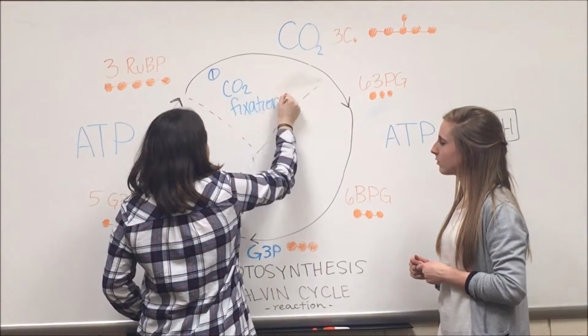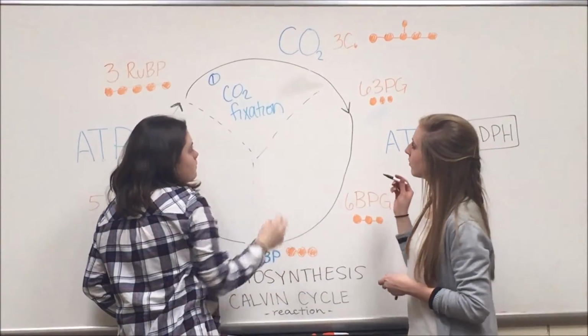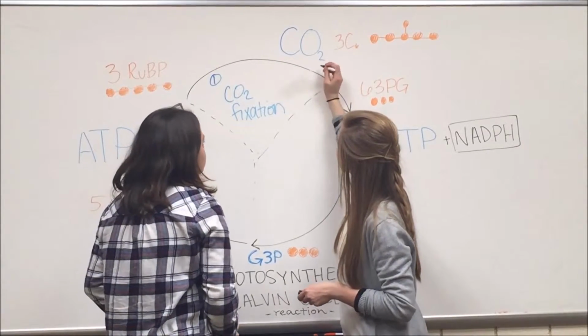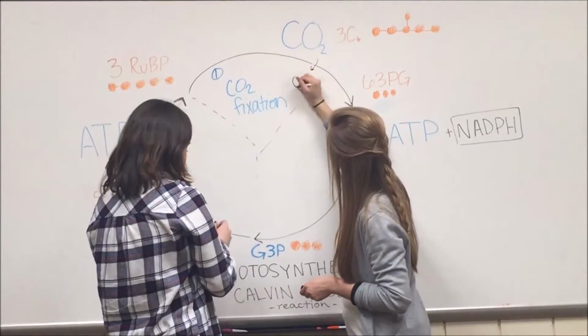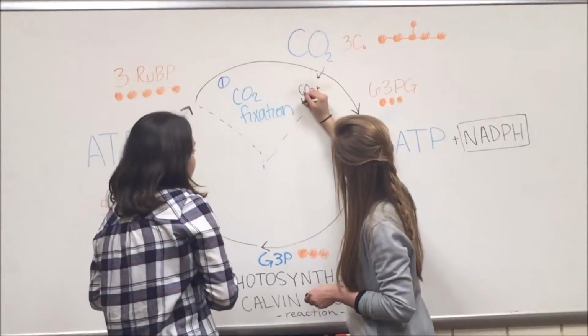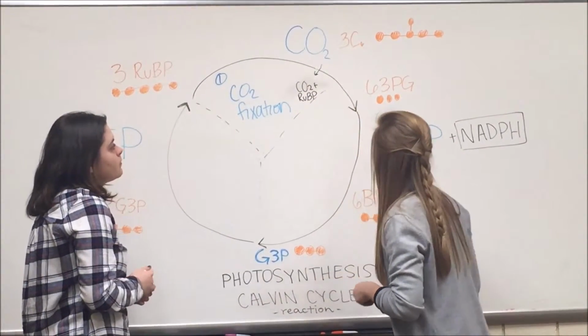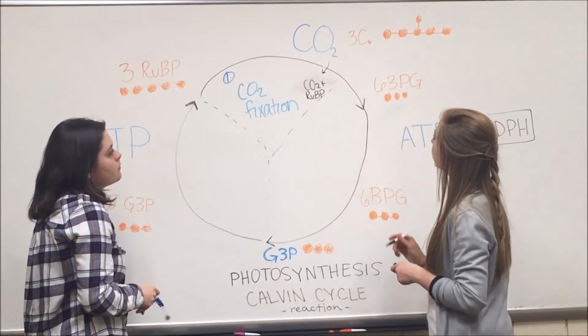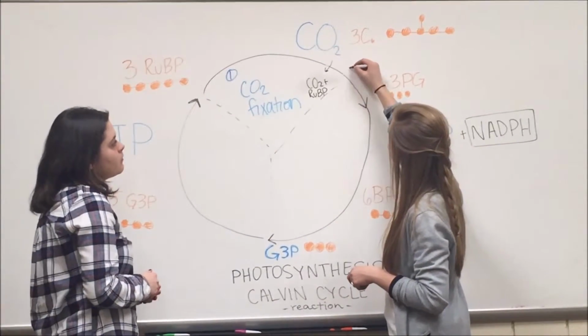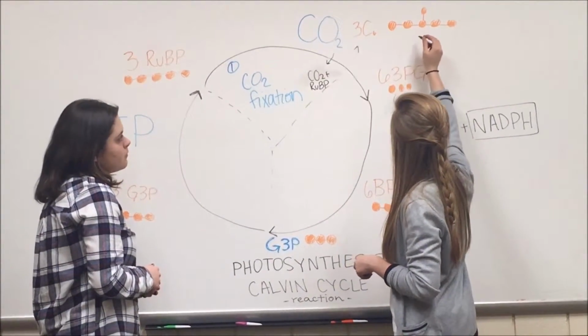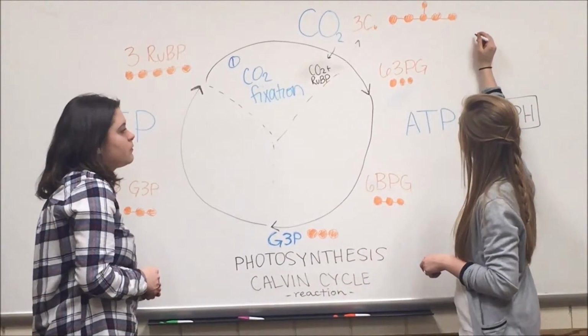During this first step, carbon dioxide is taken from the atmosphere and attached to an RUBP. An RUBP is a 5-carbon molecule, and the result is a 6-carbon molecule that splits into two 3-carbon molecules afterwards, as shown through our picture.